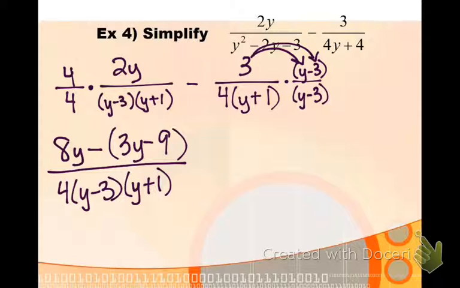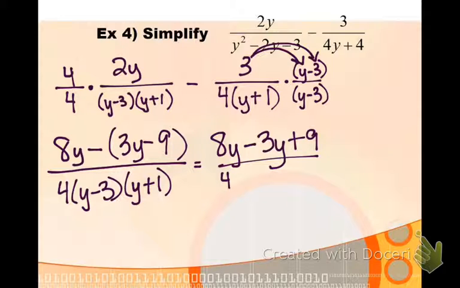Okay, so then some of you, I believe, would be able to distribute and change your signs at the same time. But some people, I think, need to just keep it one step at a time, not try to jump ahead. So now we're going to distribute the negative or the minus sign. So we would have 8y minus 3y plus 9. Good. All over 4 times y minus 3 times y plus 1.